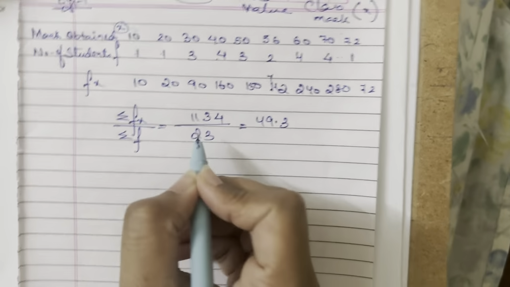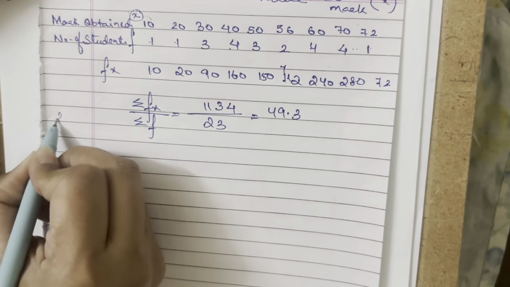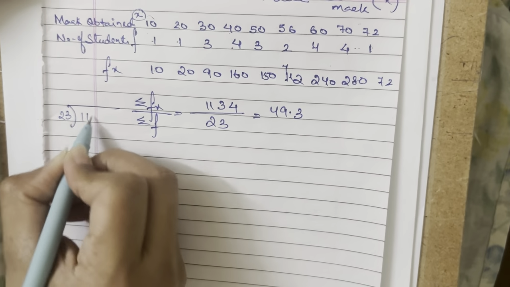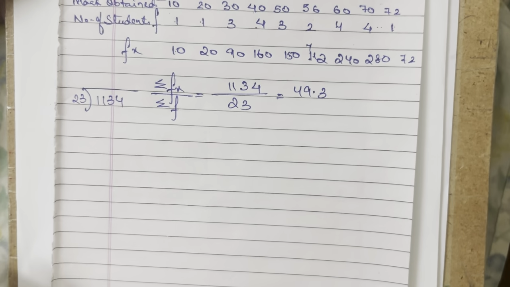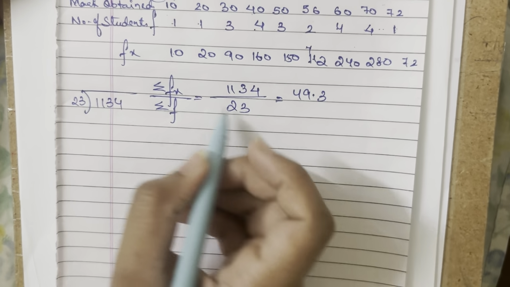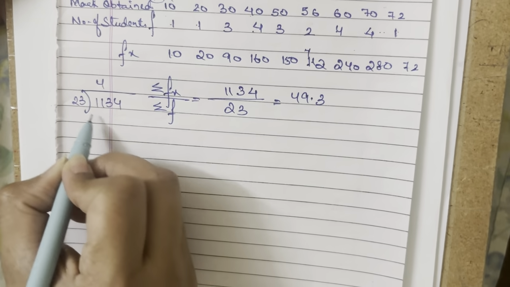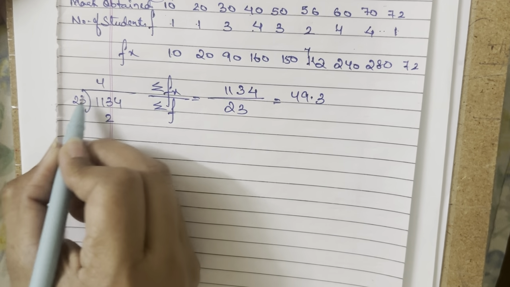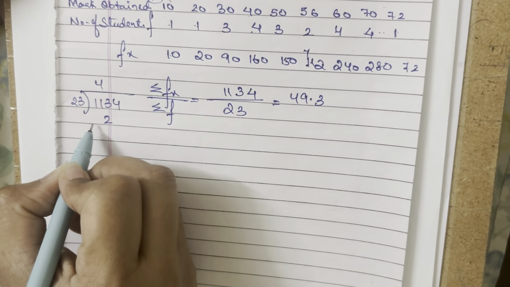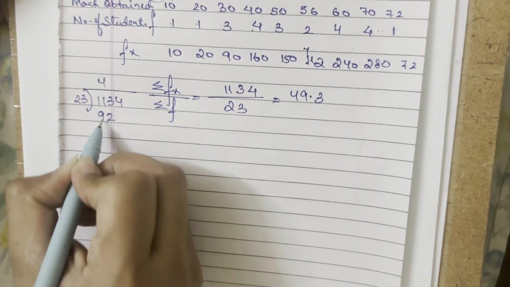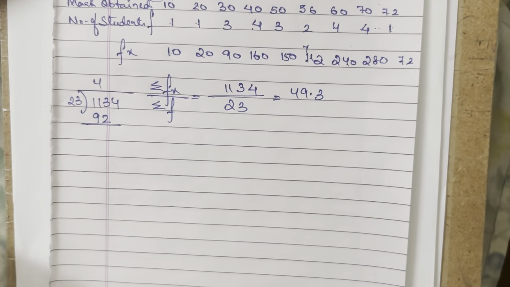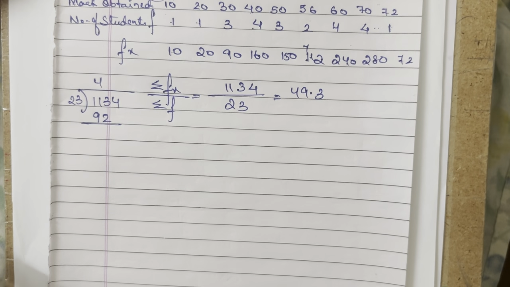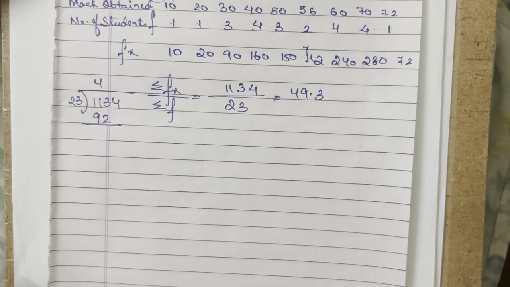So let's do the division also and see how it goes. 1134 is being divided by 23. That goes as 23 times 4, because we have the answer here. 4 times 3 is 12, 4 times 2 is 8, 9. So 92 is what you get. 23 times 4 is 92.